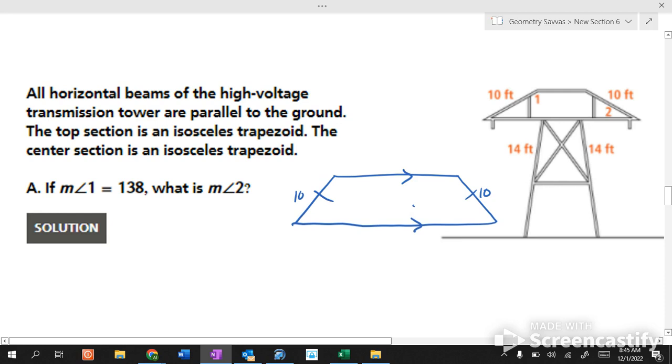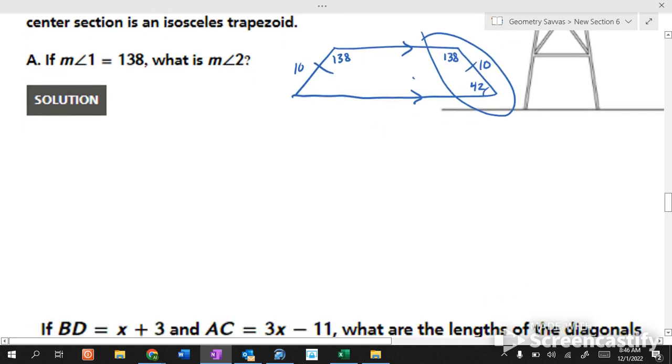So, if angle 1 is 138, that makes this 138. Then how big is angle 2 down here? Well, what do we know about these two angles? They add up to 180. So this is 42.